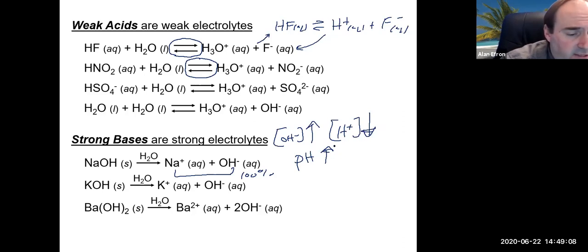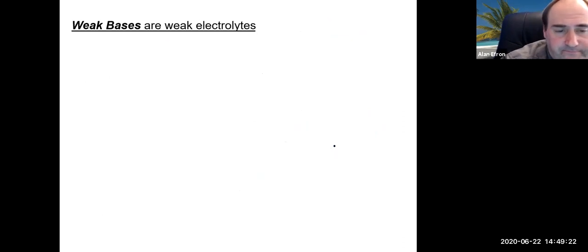So again, as we talked about at the beginning, alkali metals, alkaline earth metals. Alkaline means basic, so a lot of our strong bases do come from group 1 and group 2 on the periodic table that has hydroxide actually in the formula.